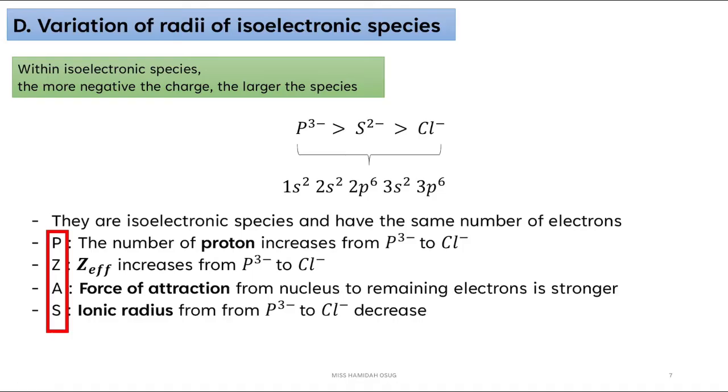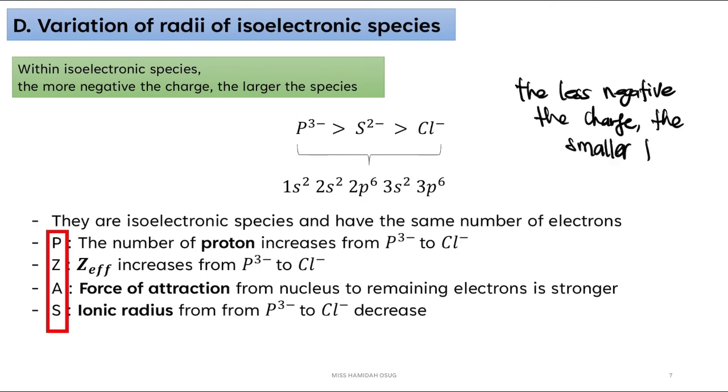So mari kita tengok explanation within isoelectronic species kalau ion kamu itu bercharge negatif. So ayat yang di sana cakap the more negative the charge, the larger the species. Tapi di sini perbandingan yang saya gunakan adalah the less negative the charge, the smaller the species. Sebab apa? Kalau kamu tengok, saya susun isoelectronic species itu daripada -3, -2, -1. So dia daripada more negative kepada less negative.